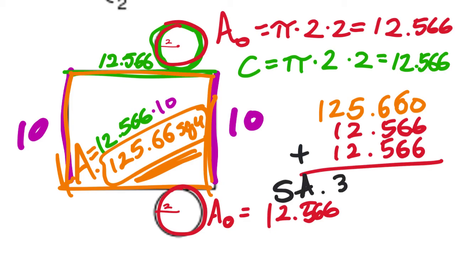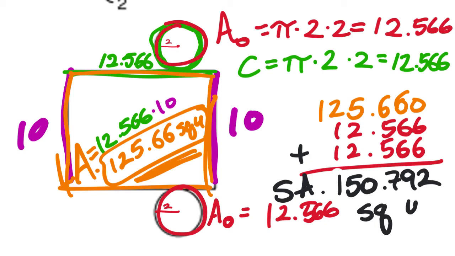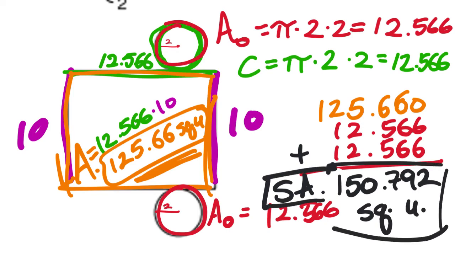3,000, whoa, that seems a little big. Let's try that again. 125.66 plus 12.566, oh, I did times. That's not good. Here we go, 150.792. Again, this is in square units, and that would be the total surface area here. Okay, so we did find both of those. It was very nice.